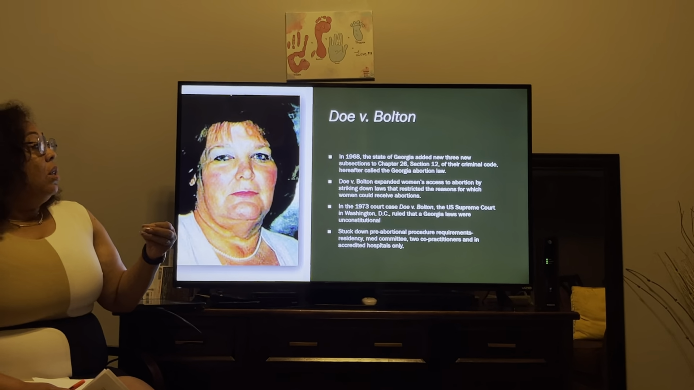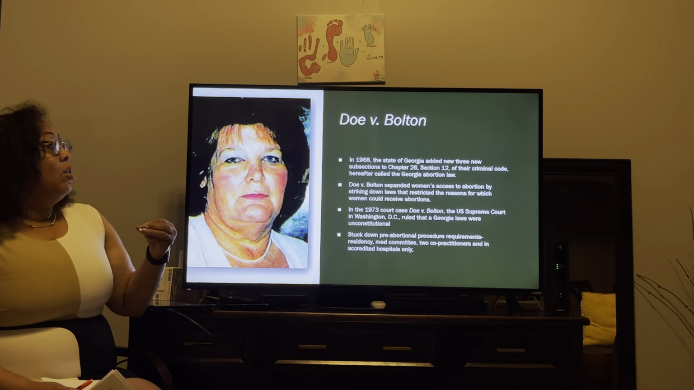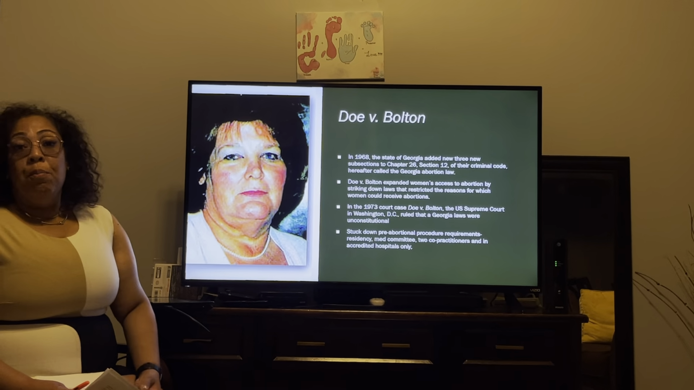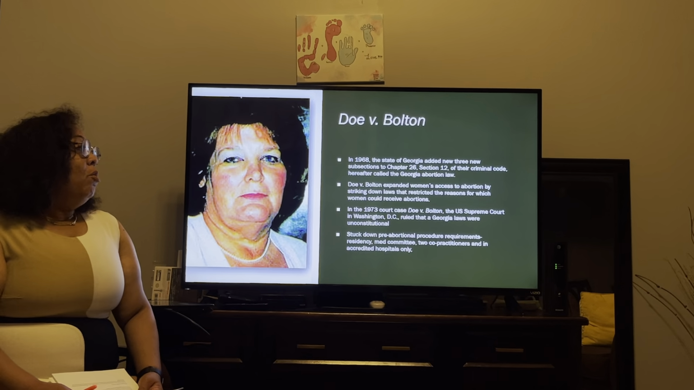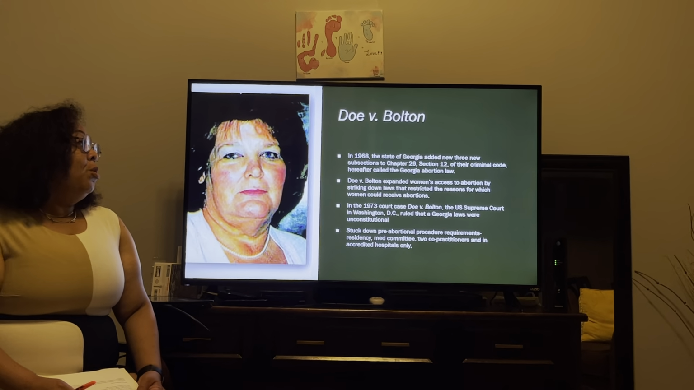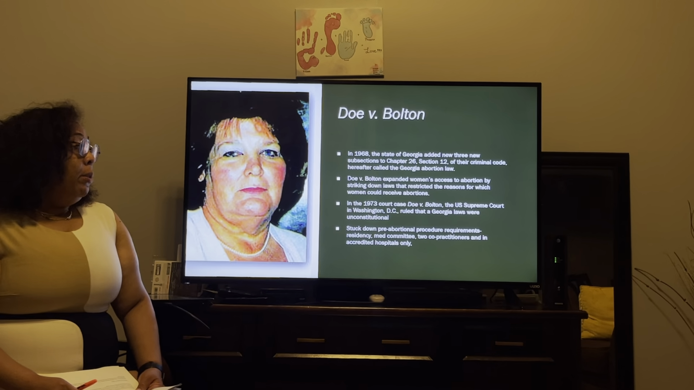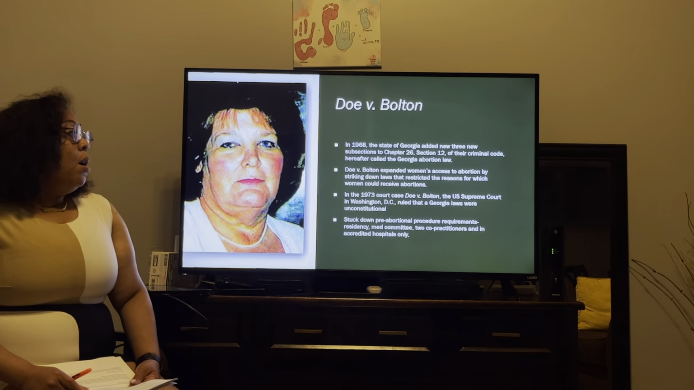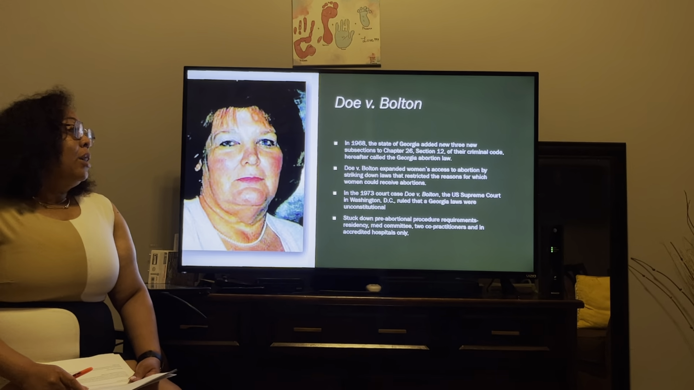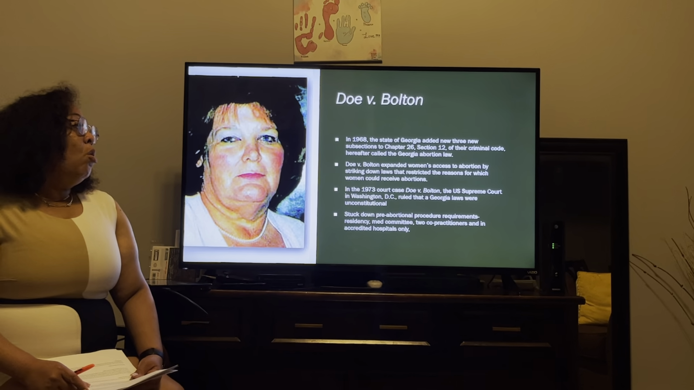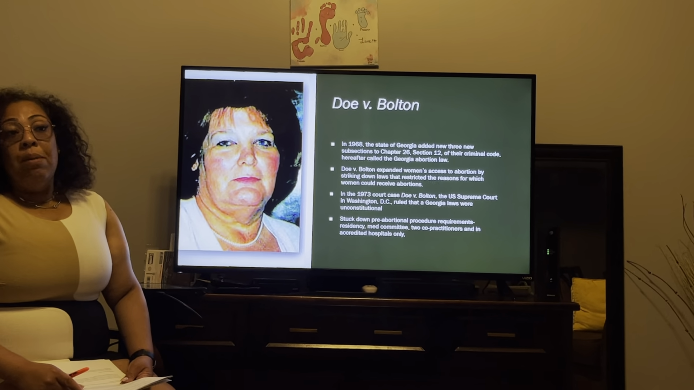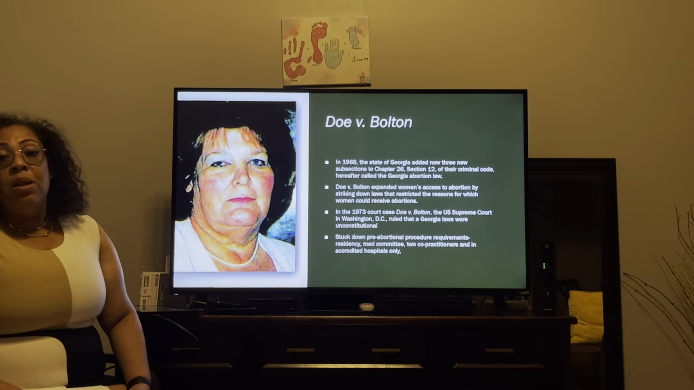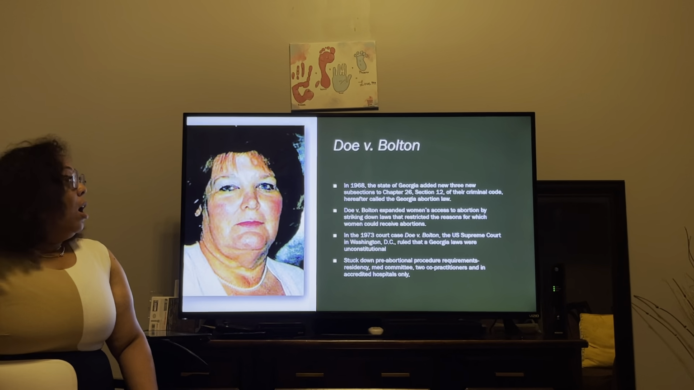Doe versus Bolton expanded women's access to abortion by striking down laws that restricted the reasons for which women could receive abortions. The Supreme Court ruled that the Georgia pre-abortion procedure requirements, such as a hospital committee, 2 practitioners, and an accredited hospital only, were no longer needed. So that means that they were able to come in and get an abortion in the state of Georgia if it was deemed that they needed it done.